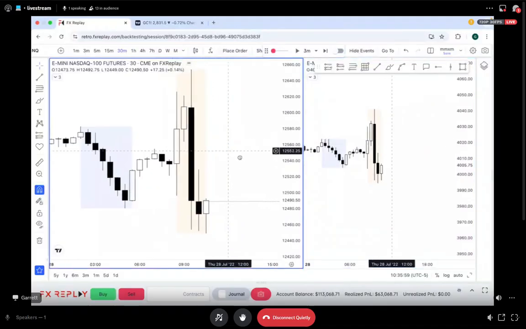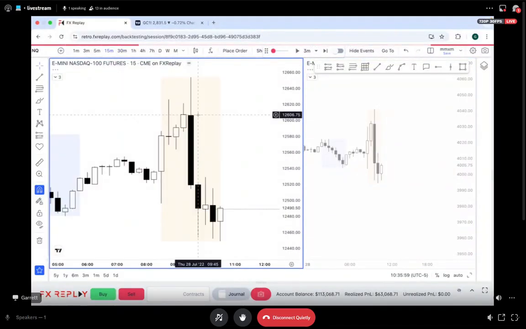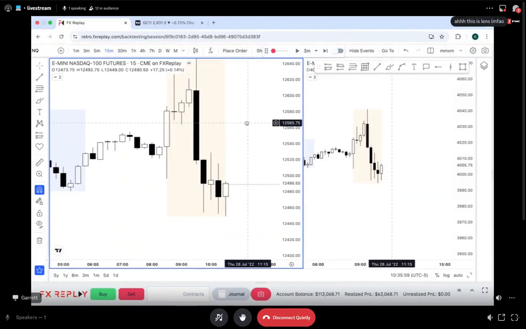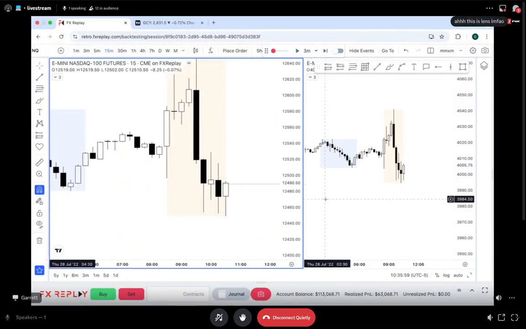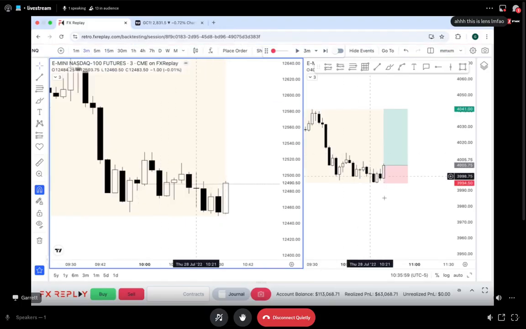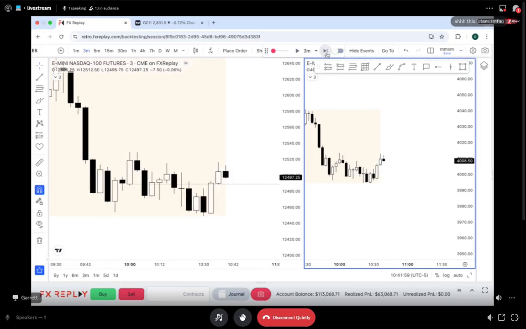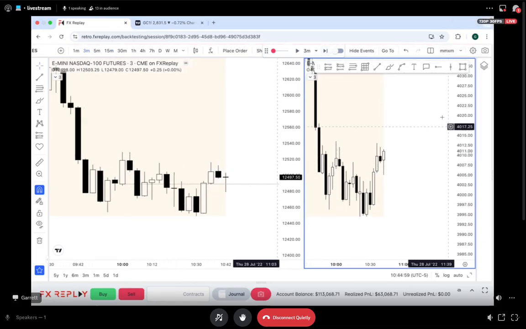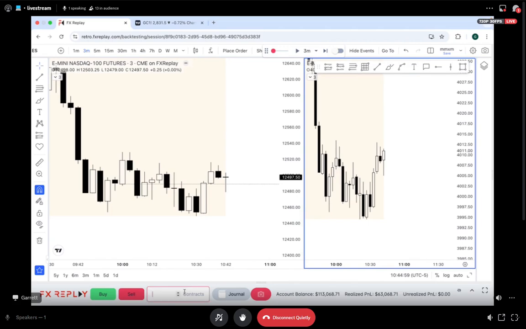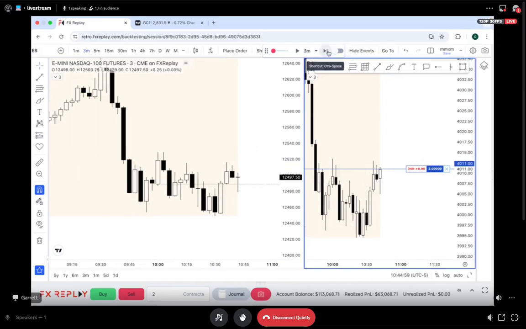I really don't think it's logical. I think it's just 9:30. I think it's just 9:30 manipulation for real. We also have SMT here. We'll give it a little bit more confirmation here. Okay, yeah, we're gonna take this on ES. Okay, we're in on ES.